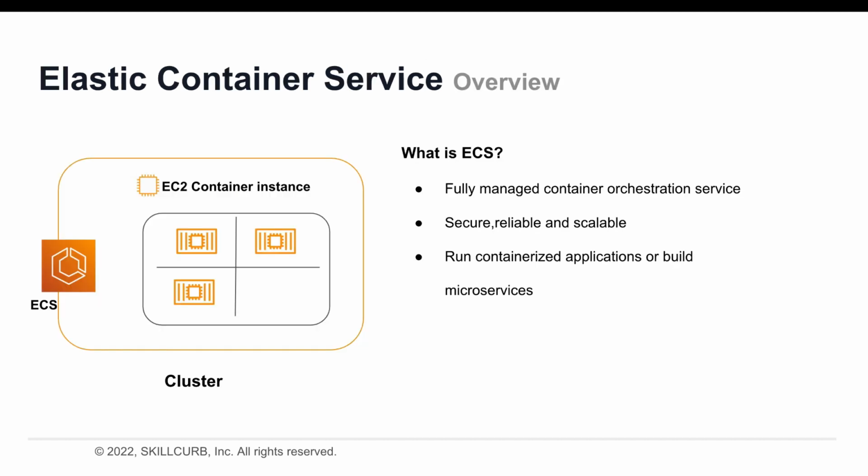Elastic Container Service, or ECS, is a fully managed container orchestration service that provides the most secure, reliable, and scalable way to run containerized applications. In Amazon ECS, your containers are defined in a task definition that you can use to run individual tasks or tasks within a service. In this context, a service is a configuration that you can use to run and maintain a specified number of tasks simultaneously in a cluster.